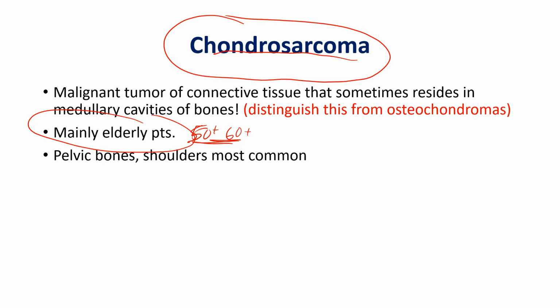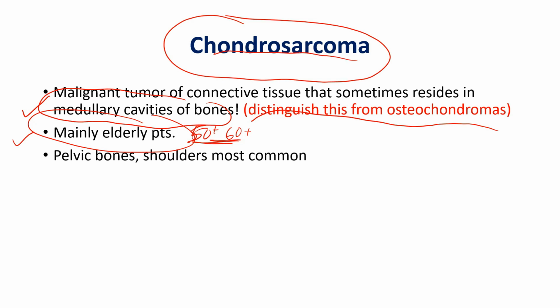the medullary cavities of bones. That's very high yield. Things you need to know about this: it usually occurs in the elderly, and when it does happen, you will see on x-ray damage to the inside part of the bone, the medullary cavity. This is distinguished from osteochondroma.